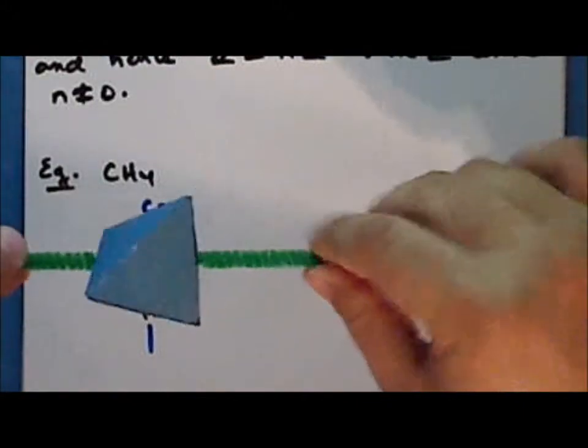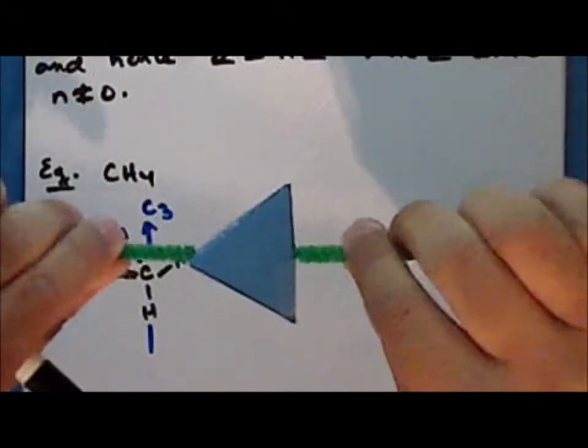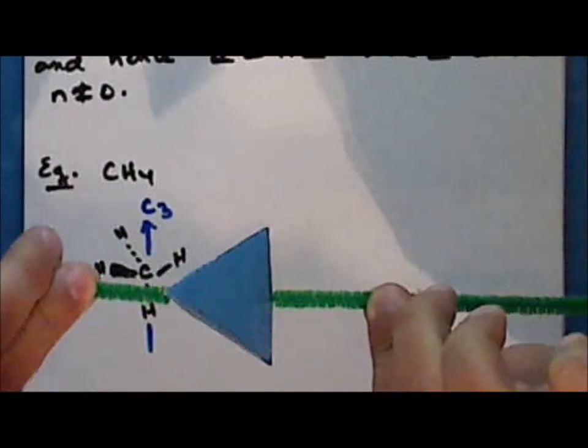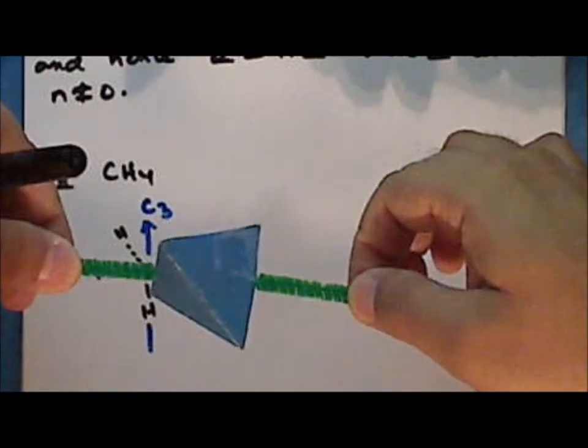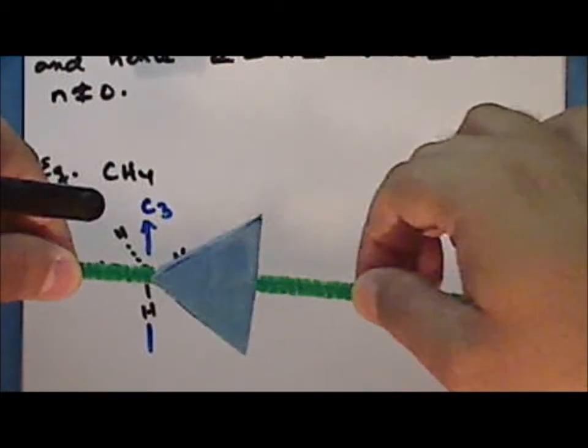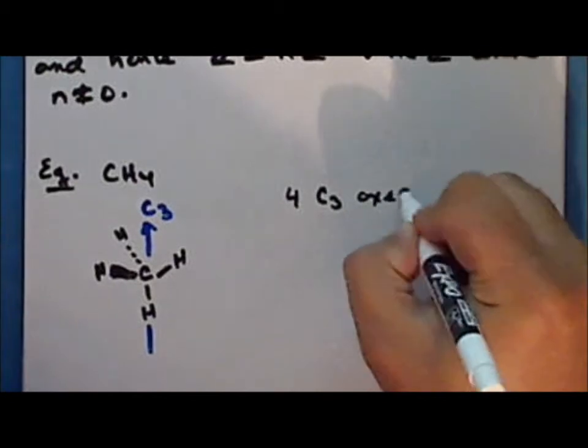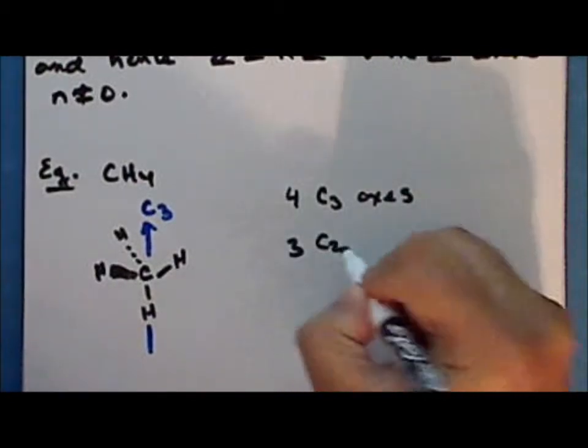Now this molecule also has some C2 axes, and these are somewhat more difficult to see. But notice in the model that if we rotate by 180 degrees, then we have an identical molecule. And there are 3 C2 axes. So we have 4 C3 axes and 3 C2 axes.